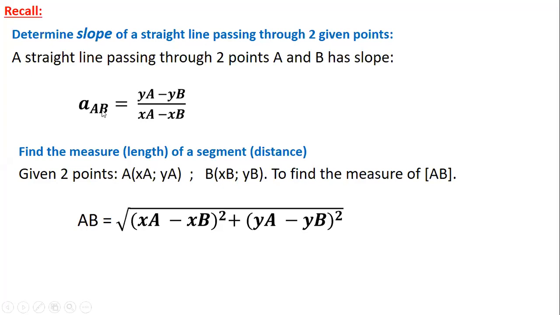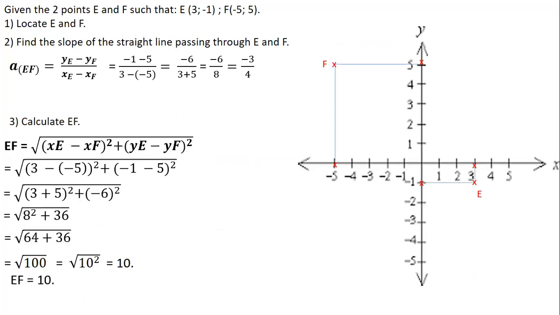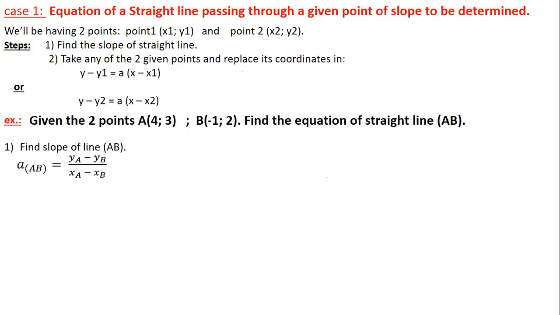Slope of line AB is what? Ordinate of A minus ordinate of B over abscissa of A minus abscissa of B. Okay, Abbas? So here, what should we do? First, we should find the slope of the line. We will read the step and apply it in this exercise down.